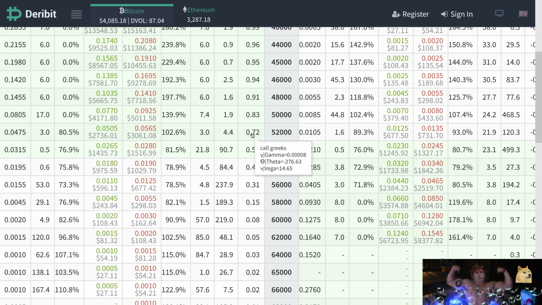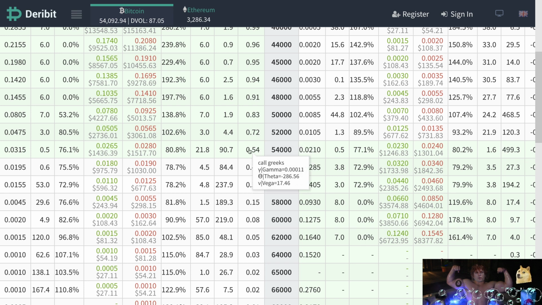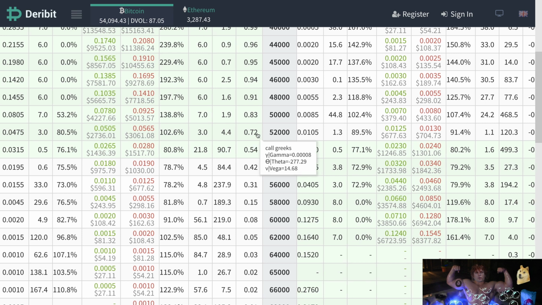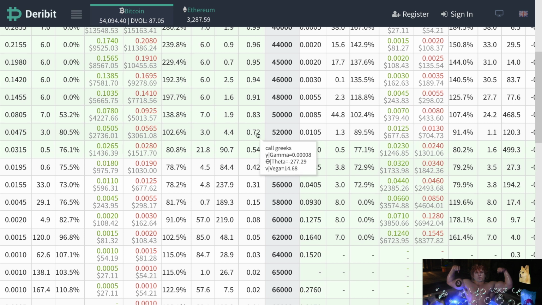That's gamma. We can see theta. Theta is the time decay, negative 276. That means for every day, this option here, $30,000, loses about $277. And then the vega is the implied volatility. Implied volatility is like 80%. And for every 1% implied volatility goes up, the option goes up $14.